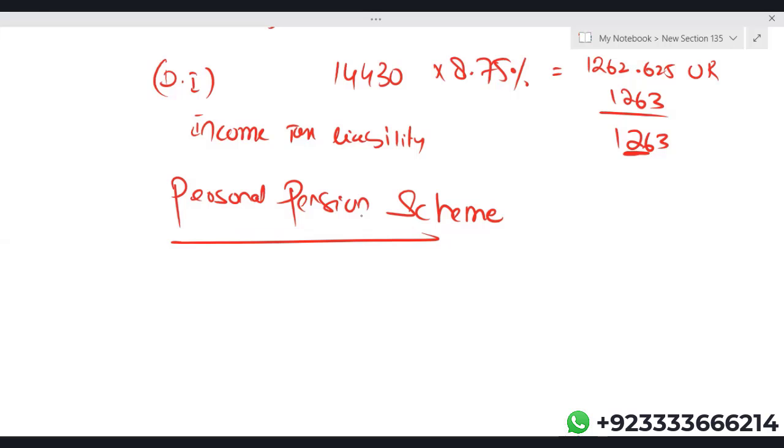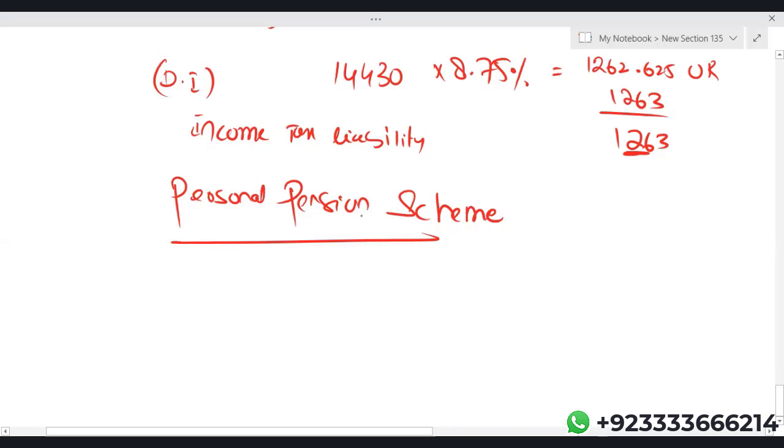Before the discussion of any tax implication, let me tell you one thing. Whatever an individual is contributing into a personal pension scheme, that contribution is not an expense for that particular individual. If an individual has contributed into a personal pension scheme, that contribution will not reduce the taxable income of that particular individual. It is not an expense.